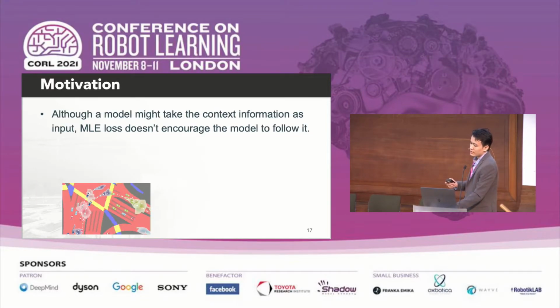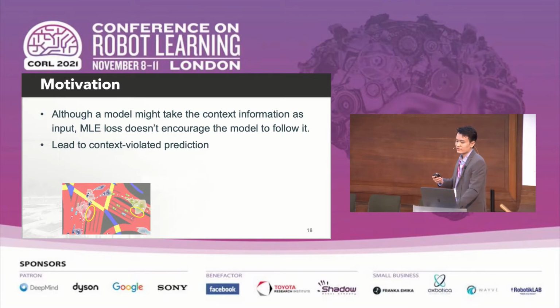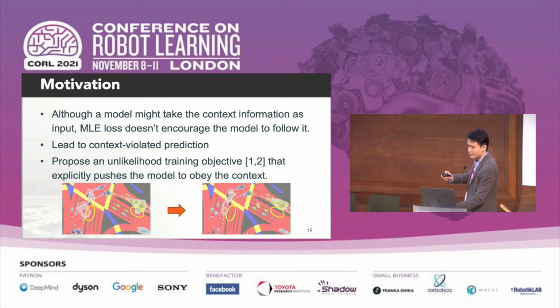Therefore, MLE loss doesn't explicitly and directly encourage the model to follow the context, although the model might take the context information as input already. And this leads to context-violated predictions, highlighted by the yellow circle in the figure. To alleviate this issue, we propose an unlikelihood training objective that explicitly pushes the model to obey the context.